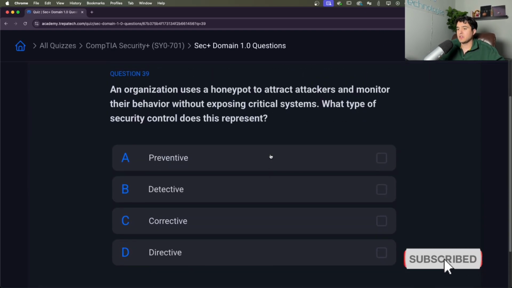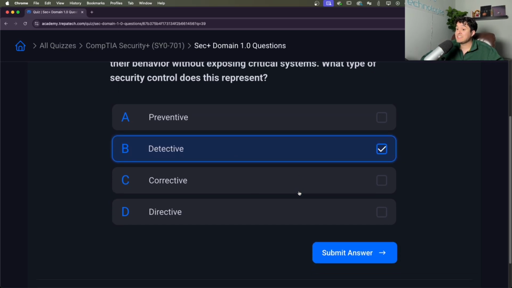Question 39. An organization uses a honeypot to attract attackers and monitor their behavior without exposing critical systems. What type of security control does this represent? So we just want to monitor. So that's detective, okay? It should be detective. It wouldn't be corrective or directive. Yeah, just making sure. It's just monitor, right?